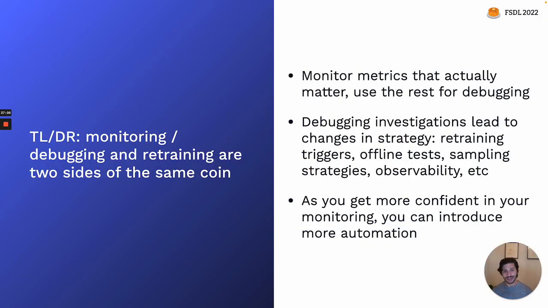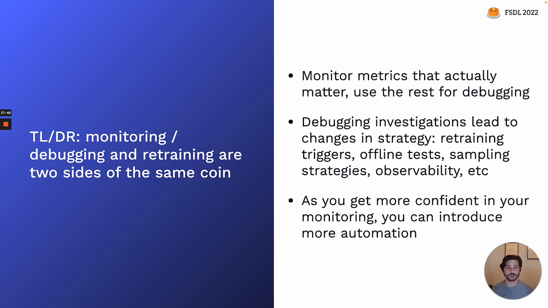your model better. So the main takeaway from this section is going to be, we're going to use monitoring and observability as a way of determining what changes we want to make to our retraining strategy. And we're going to do that by monitoring just the metrics that actually matter, the most important ones for us to care about, and then using all other metrics and information for debugging.